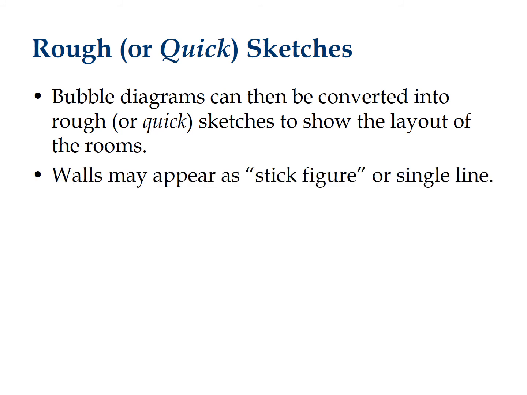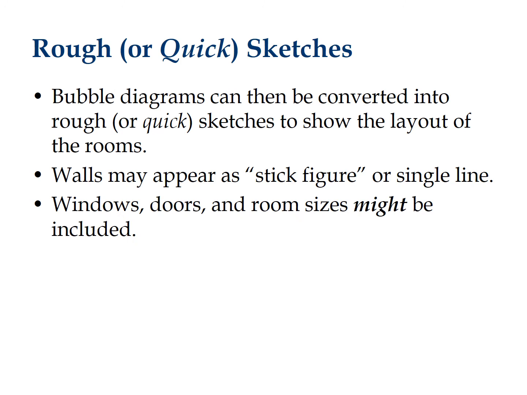The walls may appear as stick figure or single line. Windows, doors, and room sizes might be included. You just really want to start giving some thought to where you want to locate these items. They can change. So in this stage of sketching, if you locate some windows on one part of the wall, on the next step, when you do detailed sketches, you could obviously move those windows around. You can move the doors around.